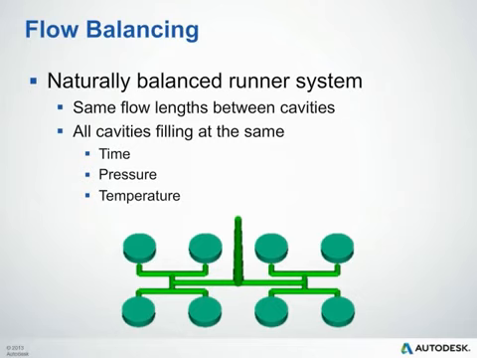There are typically two types of balanced runner systems. One is the naturally balanced runner system, which sometimes people call a geometrically balanced runner system, and the other is artificially balanced runners. In a naturally balanced runner system, the flow length from the sprue to each of the parts is the same for all the cavities, as shown in the image below. Generally, this type of runner system has a larger processing window than artificially balanced runners. We'll take a look at some examples of artificially balanced runners in the next slide.